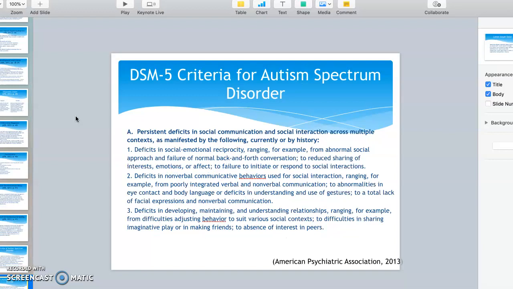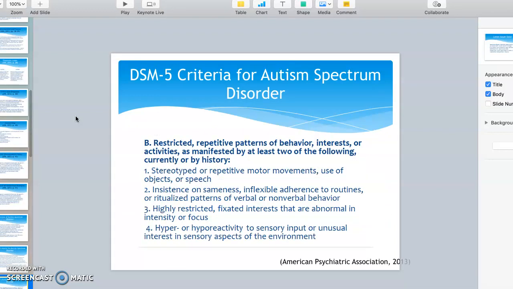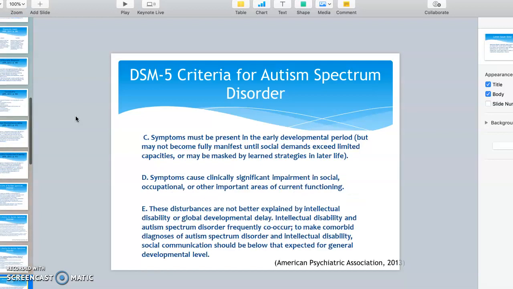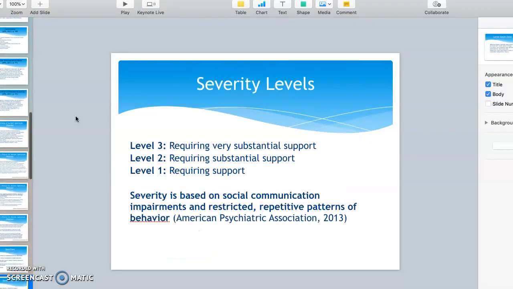Here's the DSM-5 criteria for autism spectrum disorder. Some signs, symptoms, and behavior manifestations that may occur. And like IDD, there are severity levels for autism spectrum disorder. So the severity level is based on behaviors such as social communication, repetitive patterns of behavior, and then it also says what type of support they may require.